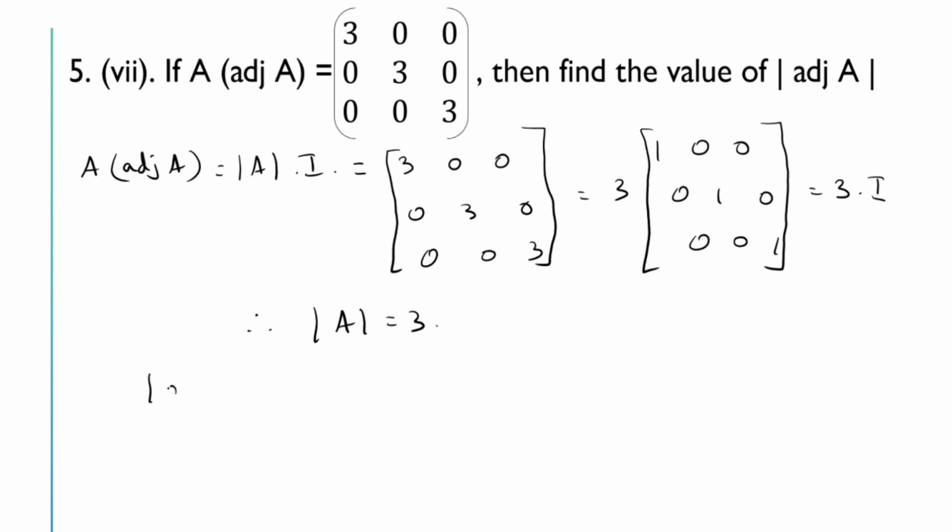Now we have to find the value of determinant of adjoint of A. Here A is a matrix of order 3. So determinant of adjoint of A will be determinant of A the whole raised to 3 minus 1, that is determinant of A the whole square. So it is equal to 3 square, which is 9.